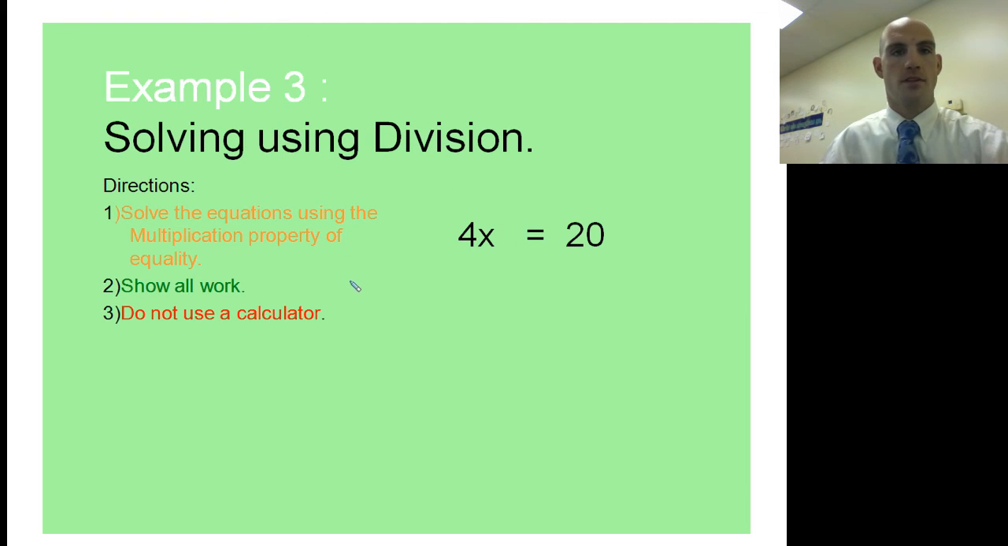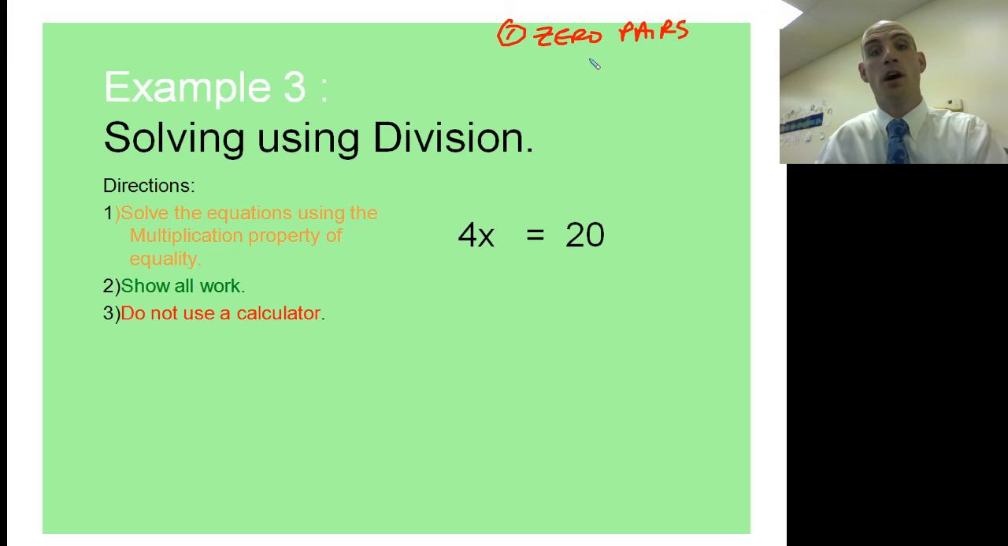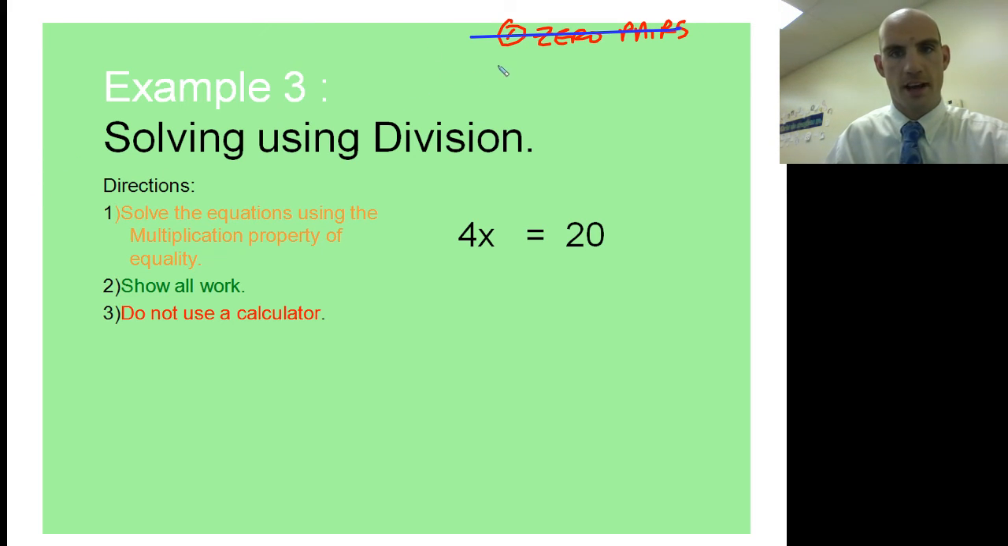Using division, in this case, we're still going to use zero pairs if there are any available. Well, you can see in the problem that there are no random numbers being added or subtracted, so I'm really not going to use this. Instead, I'm going to go to step number 2.